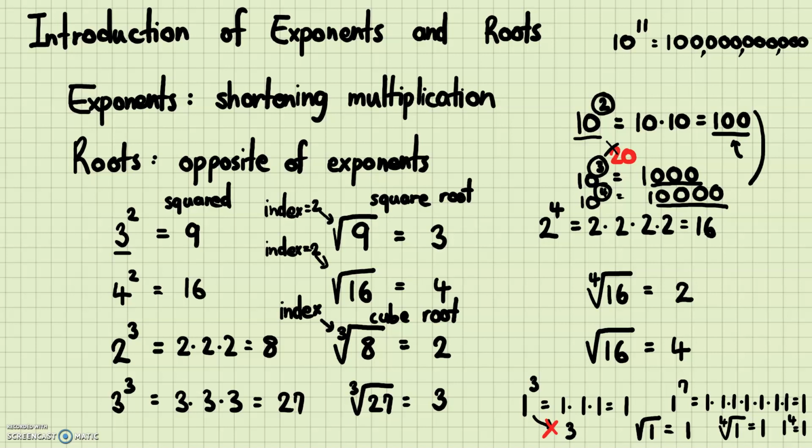And you can also do this backwards, like the square root of 100 will give you 10. The cube root of 1000, I'm running out of space here. The cube root of 1000 will give you 10. The fourth root of 10,000 will give you 10, etc. Okay, so these are the basics of exponents and roots.